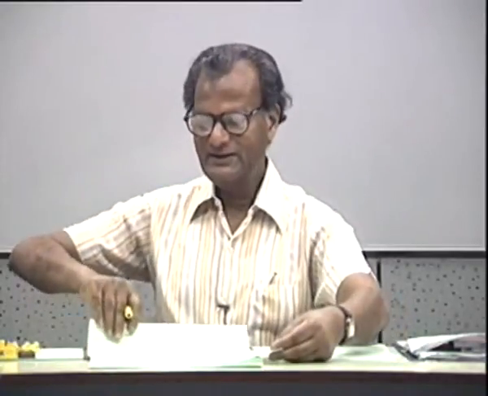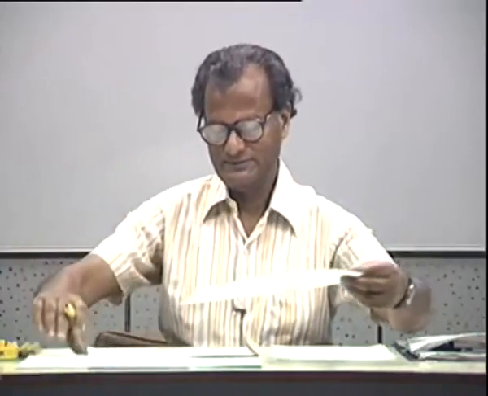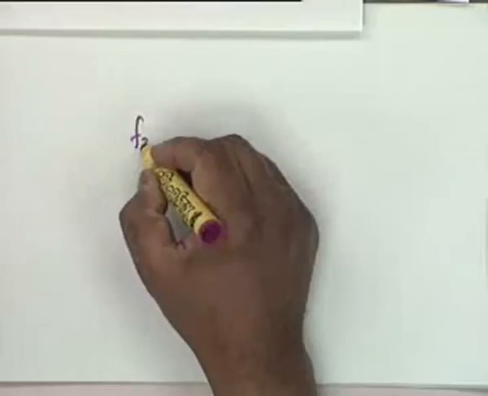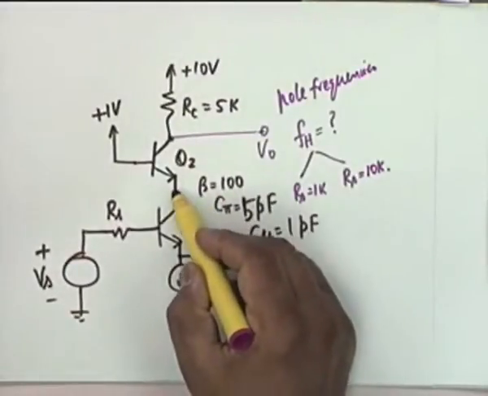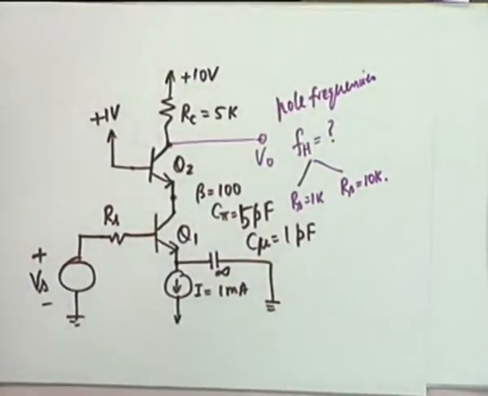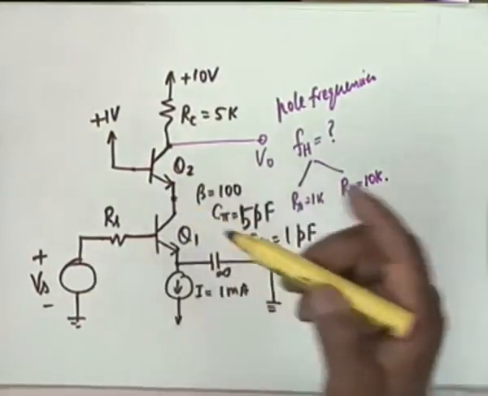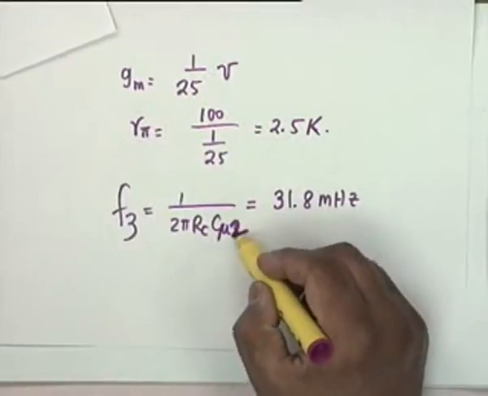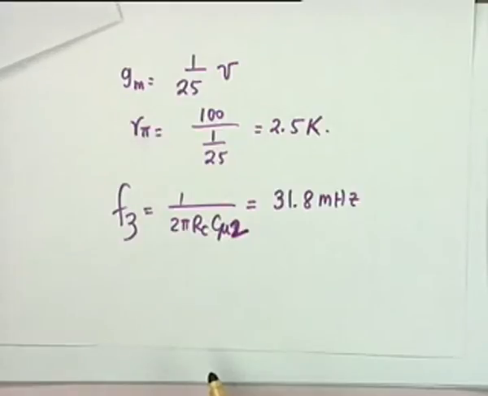All right. Then the second one, that is F2. F2 would be determined by the time constant at this point, that is E2. I'm sorry, C_mu2. I beg your pardon. C_mu2, which is 1 pF. 1 pF, okay.